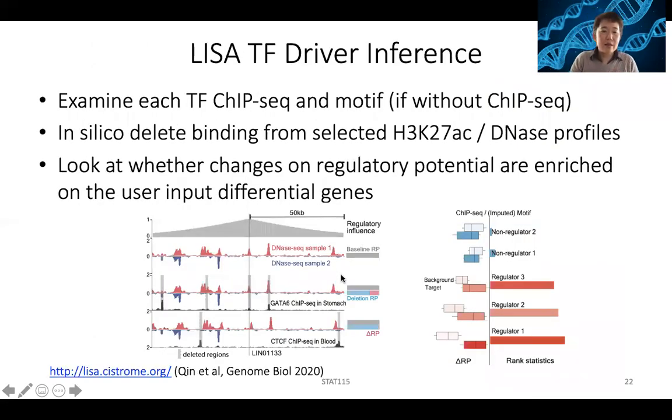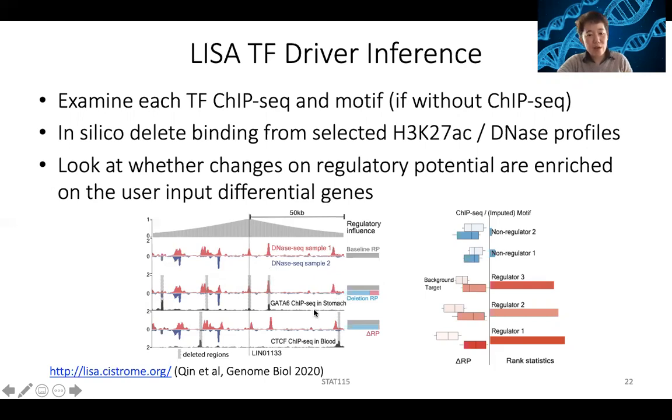And the next step is we examine each transcription factor, either with a known motif or where they already have ChIP-seq data. So for example, if this is the GATA-6 ChIP-seq and we know where the peaks are, anytime it overlaps with one of the chromatin accessibility profiles in here, we in silico delete this region. If we delete this from the chromatin accessibility region, we recalculate the regulatory potential of this chromatin profile. And we ask how big a difference it would make.